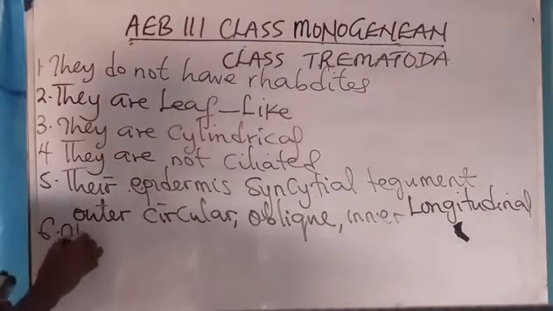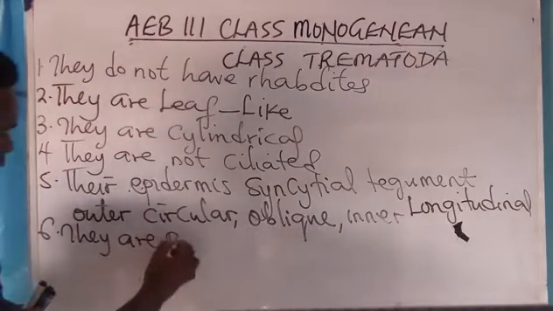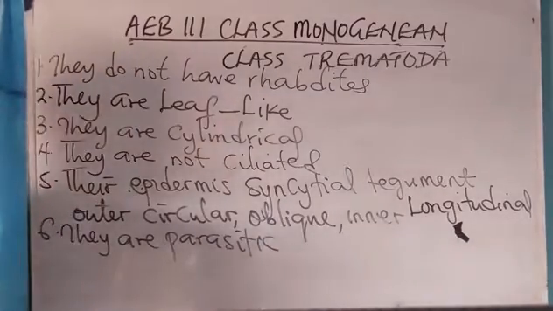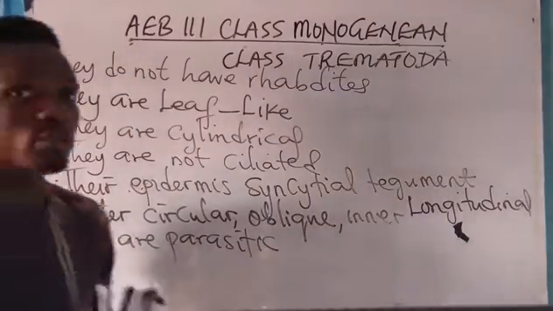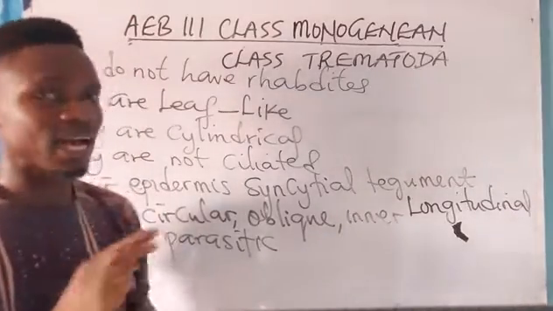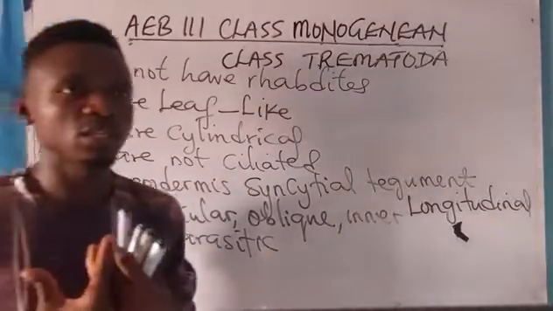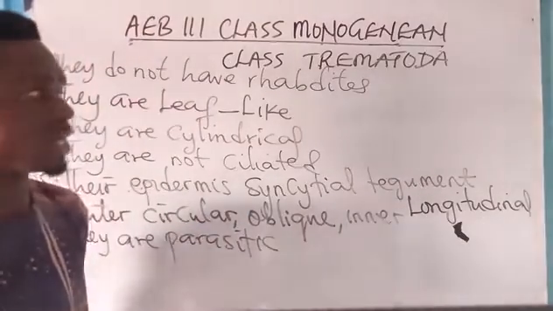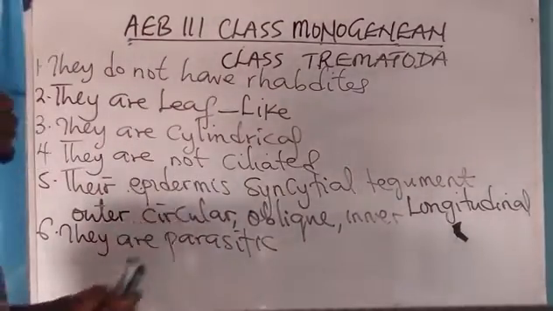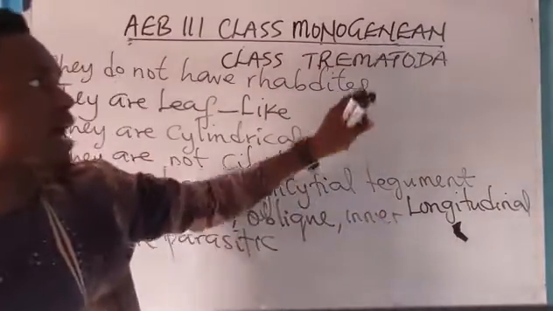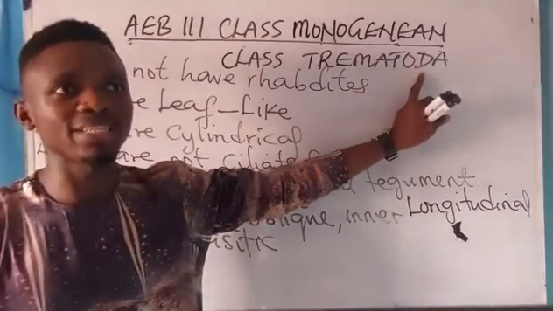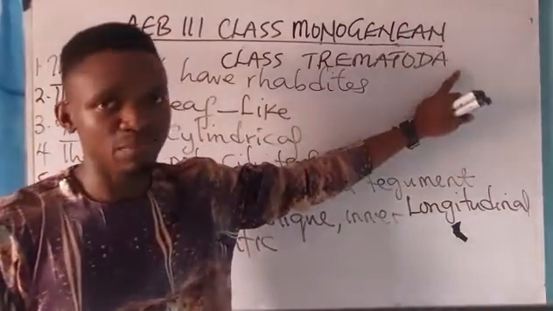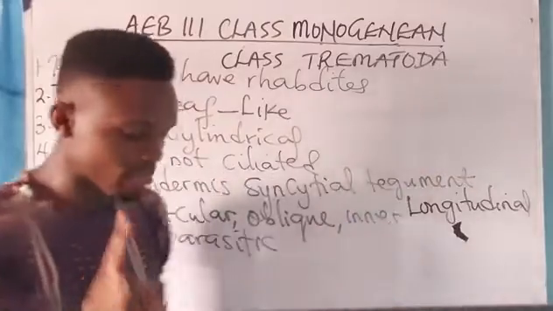They are parasitic, unlike the Turbellarians, they are what? Free living, because they do not have larval stage. They are carnivores. They only feed on insect larvae, crustacean, and small animals, whether dead or alive. So these are the similarities between the Monogeneans and the Trematodes, or the digenetic fluke. Is that clear? Yes, I believe it is clear.